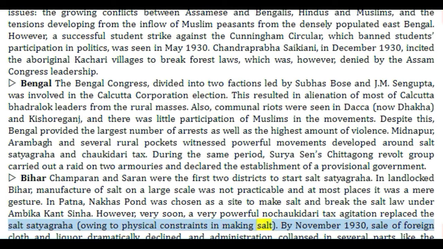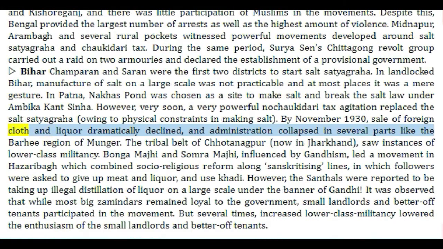constraints in making salt. By November 1930, sale of foreign cloth and liquor dramatically declined, and administration collapsed in several parts like the Barhi region of Munger. The tribal belt of Chotanagpur, now in Jharkhand, saw instances of lower-class militancy.